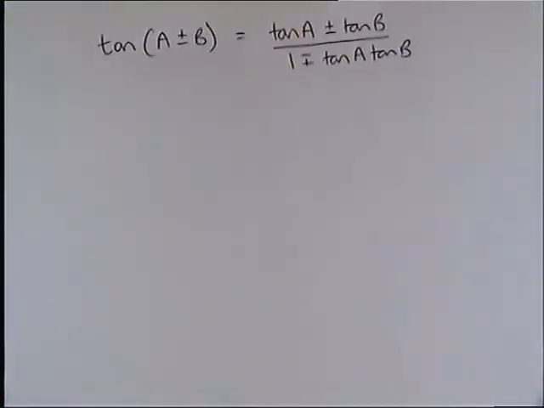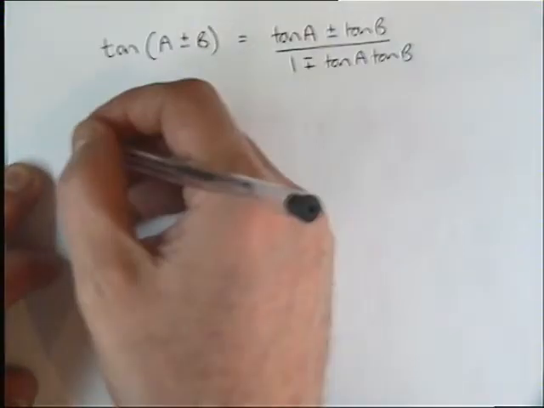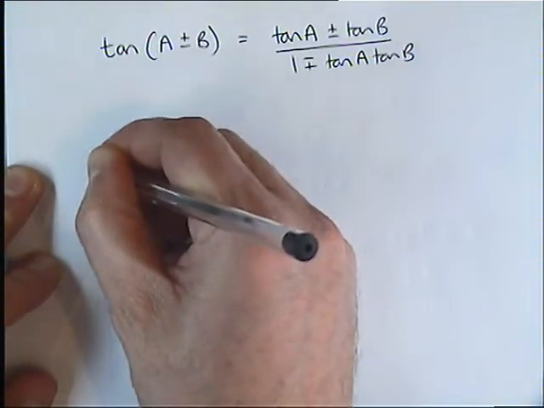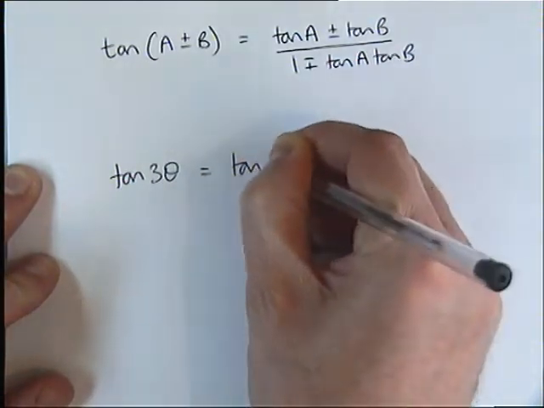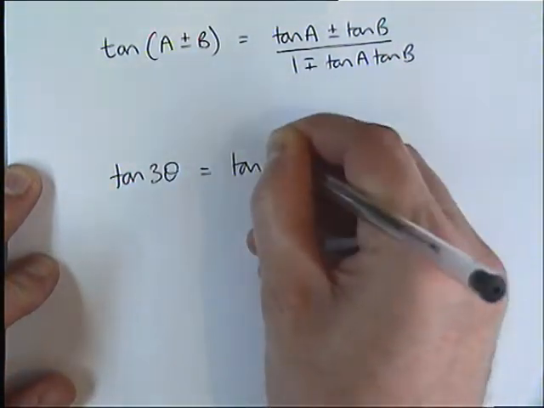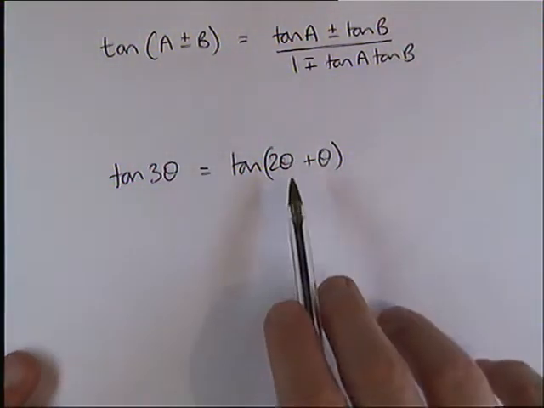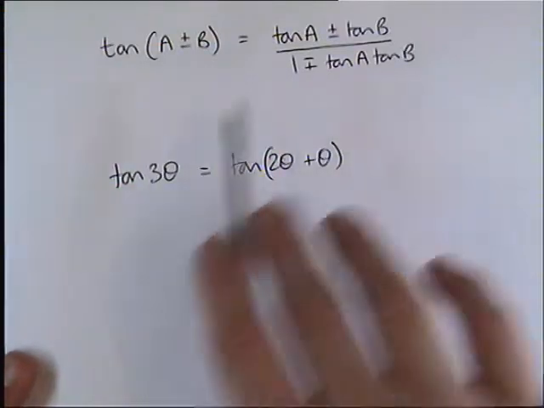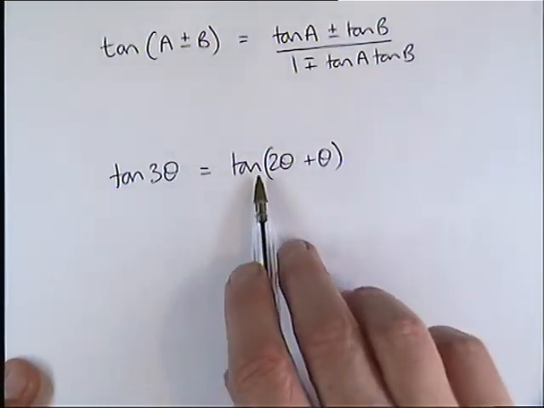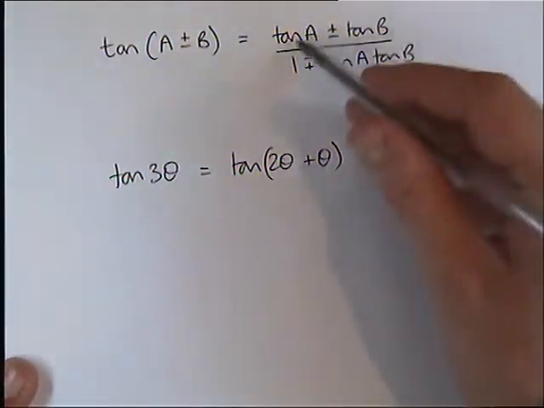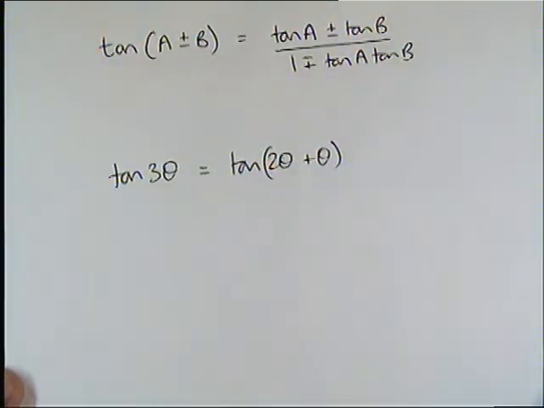This one here, we're going to be using this a couple of times. And the other thing to know is that the general idea of how to get the tan of 3 theta is to do it as tan of 2 theta plus theta. So we're going to be using this formula twice. The first time is going to be to write down what is tan 2 theta, and then we're going to be using that tan 2 theta to write down what tan 3 theta is.